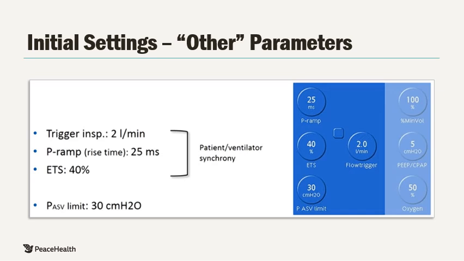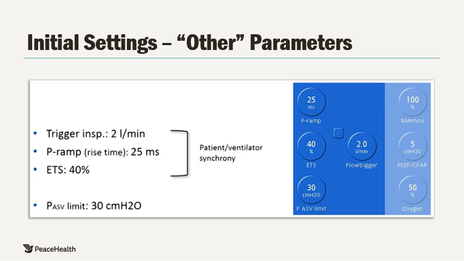Set the flow trigger setting to avoid missed efforts, but also to avoid auto trigger. Your standard settings apply. Set P-ramp, which stands for pressure ramp, shorter to alleviate flow starvation or longer to avoid pressure spikes on inspiration. Set ETS, which stands for expiratory trigger sensitivity, higher for patients with obstructive diseases and lower for patients with restrictive diseases.